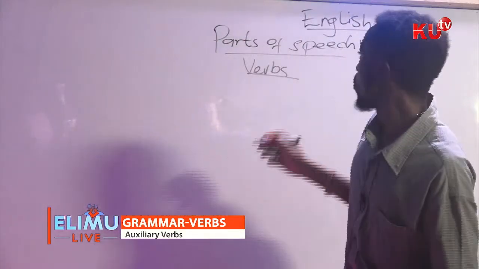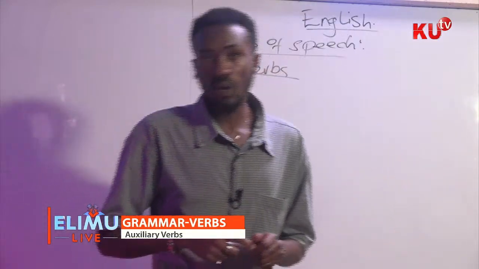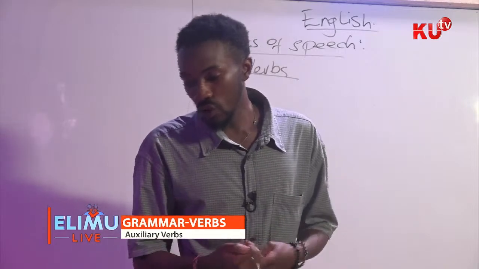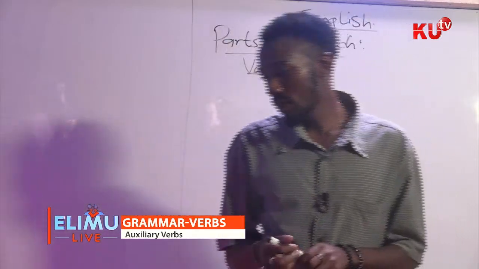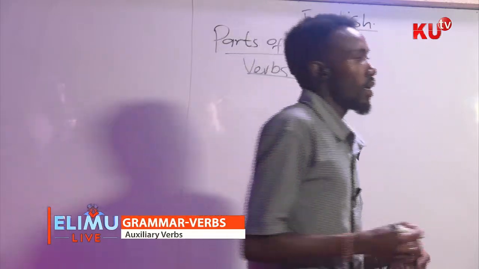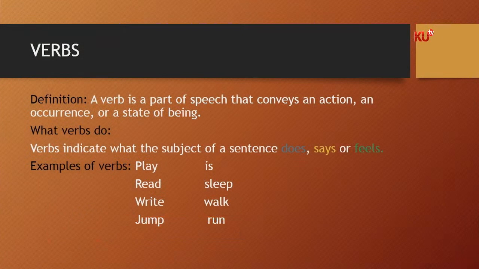Verbs, as you know, are words that show action. Verbs are words that convey an action, occurrence, or state of being. So basically, a verb is another part of speech that is very important in the construction of sentences. A verb is a part of speech that conveys an action, an occurrence, or a state of being.